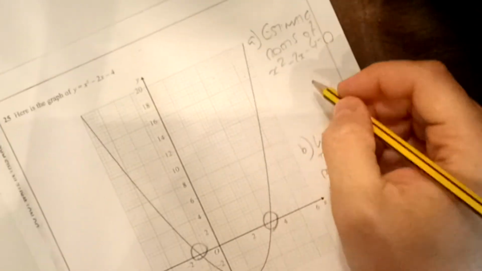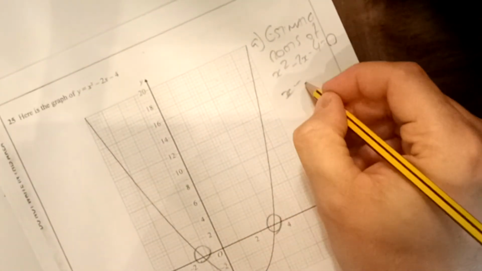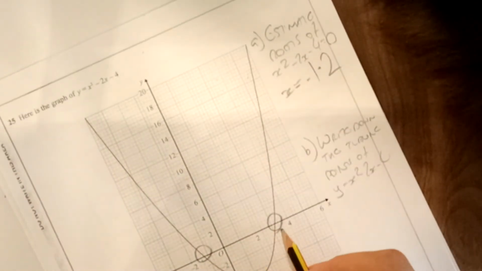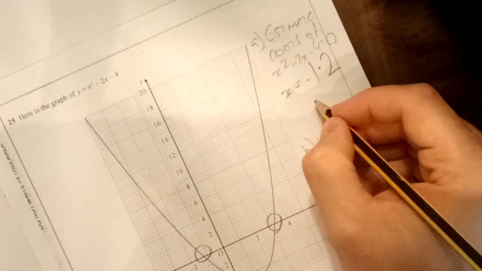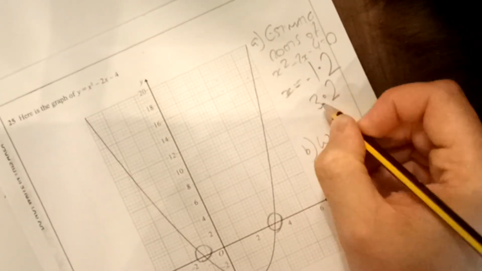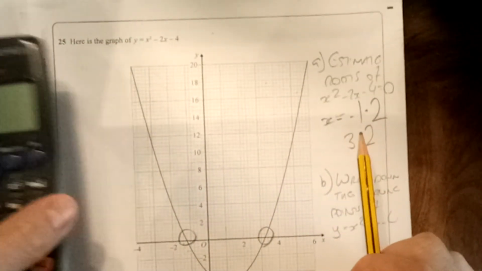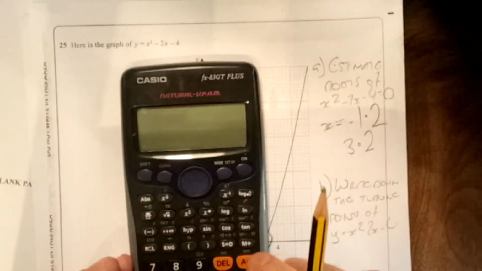This one here, x is going to equal, I'd say that's minus 1.2, and this one here is 3.2. And there's my two roots. Now if you wanted to double check to see if it's roughly right, bear in mind this is an estimate. If I substitute these into that, it should equal 0.